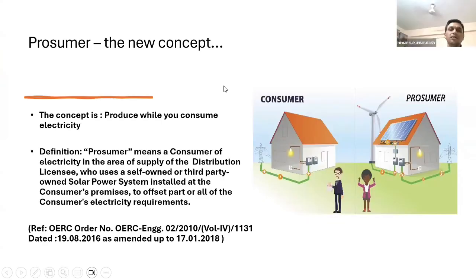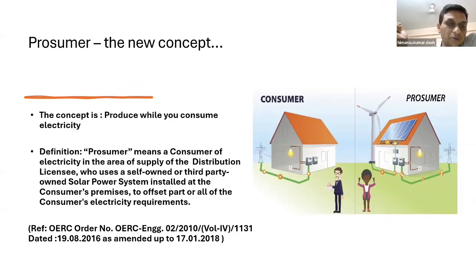So with this advent of solar PV cell technology, a new term was introduced called prosumer. As the name says, it's a combined word, that is consumer and producer. So the concept is produce while you consume electricity. The new term now, a buzzword in the industry, is prosumer.